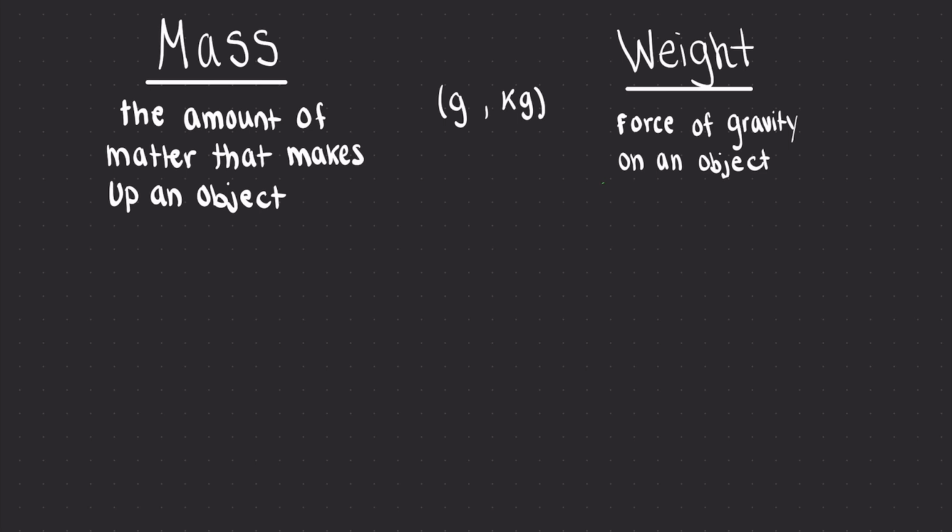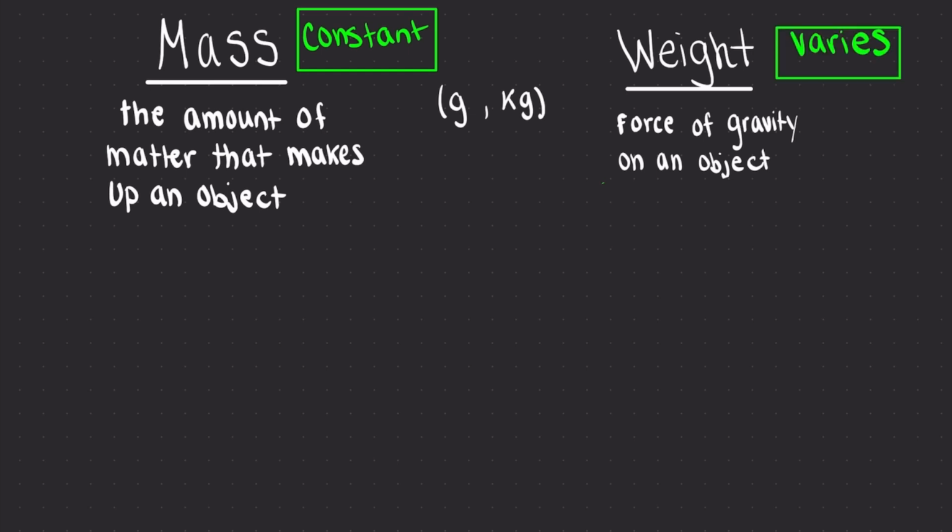In chemistry, we typically use grams or kilograms as the units for mass and weight. The important thing to remember is that mass is constant. It doesn't matter where an object is, it's always going to have the same mass. On the other hand, weight will vary. That's because gravity varies depending on where we are in the universe.